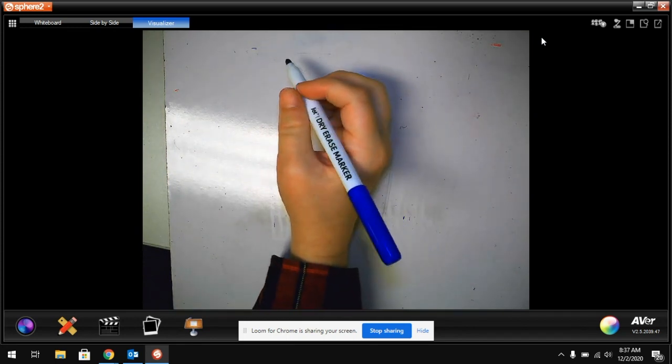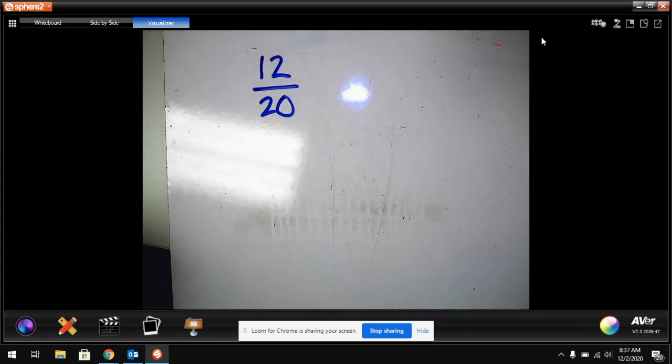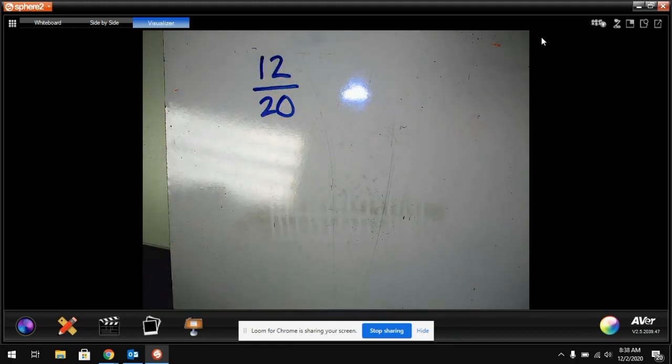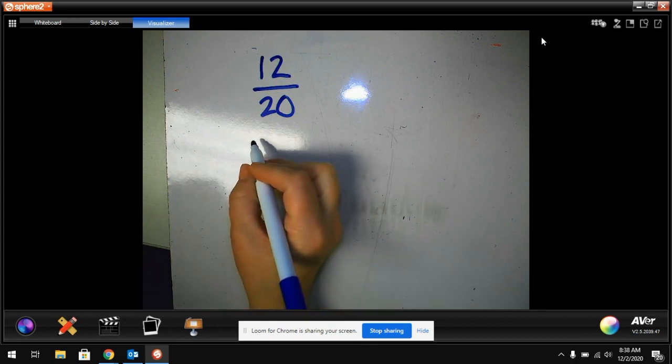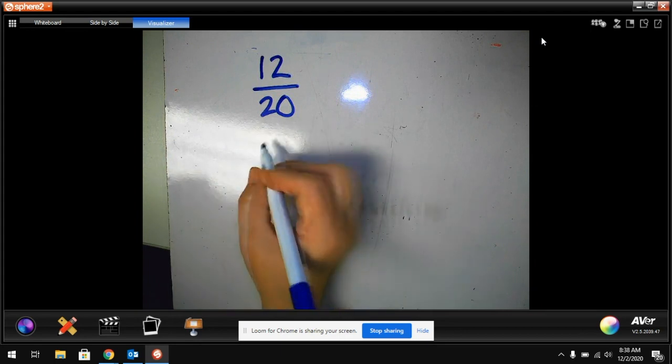For example, if I have 12 20ths, I want to make an equivalent fraction that is equal to 12 20ths. And the way that I do that is I have to find a common factor for both the numerator and the denominator. A fraction is in its simplest form when the numerator and the denominator have no common factor other than 1. So as you become more fluent with your math facts, you might be able to just look and see what a common factor is. But until you do, you can write them out.